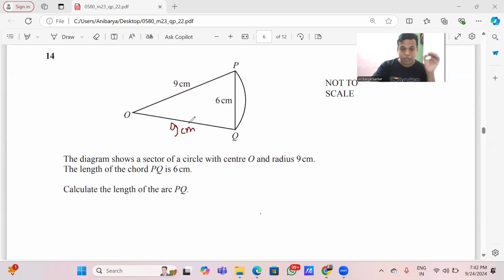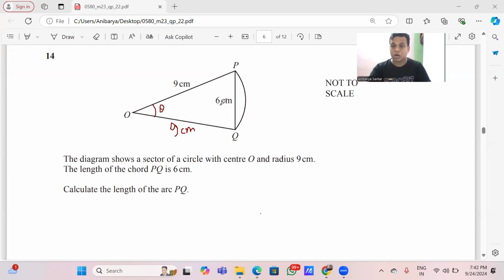So to find the sector length or sector area, whatever we find, we have to find theta. Now you can see OPQ is a triangle. This side is 9, this side is 9, this side is 6 centimeters. So how do we find theta?